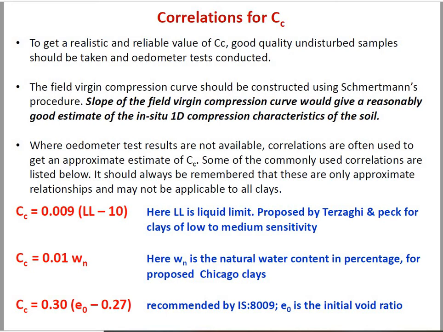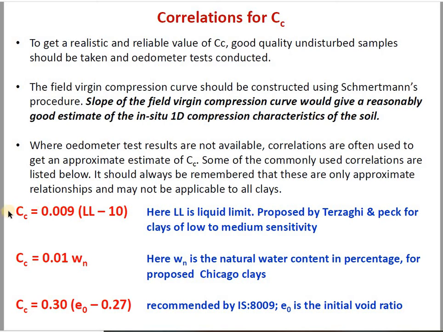According to the Schmertmann procedure, you get the slope of the field virgin compression curve as the accurate Cc, but you also have to get an undisturbed sample to conduct the oedometer test accurately, and getting an undisturbed sample is not always possible. So for remolded clay soils, you won't get a realistic Cc value to estimate the settlement. Generally, for ease, we use some correlations to find the settlement, and that means you take the Cc value using correlations suggested by researchers.